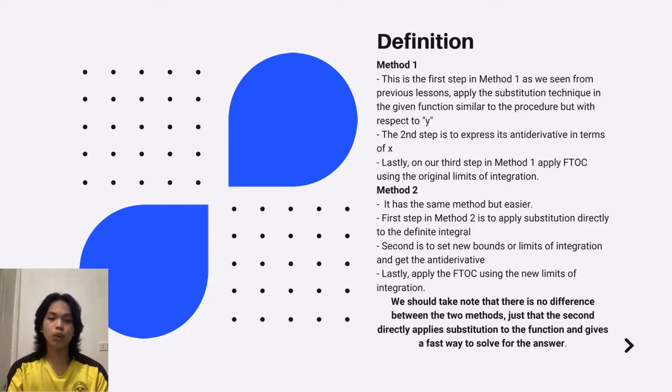We should take note that there is no difference between the two methods, just that the second directly applies substitution to the function and gives a faster way to solve for the answer.